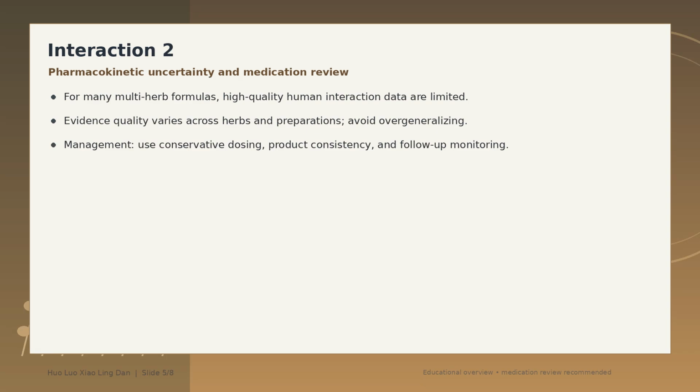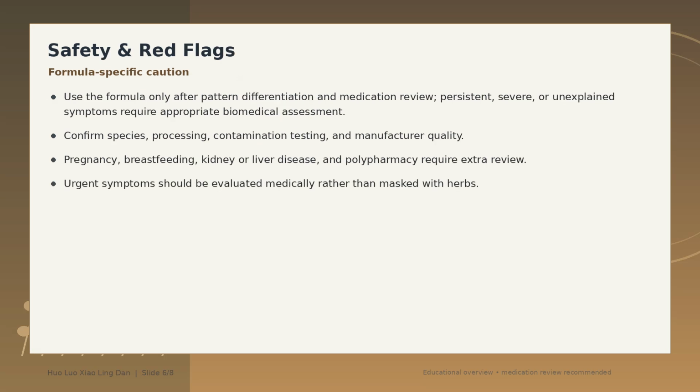The quality of evidence for herb-drug interactions ranges from pharmacology and case reports to controlled human data, and that evidence is uneven. Therefore, distinguish a proven contraindication from a plausible additive effect, and use monitoring where the uncertainty is clinically meaningful. Safety summary. Use the formula only after pattern differentiation and medication review.